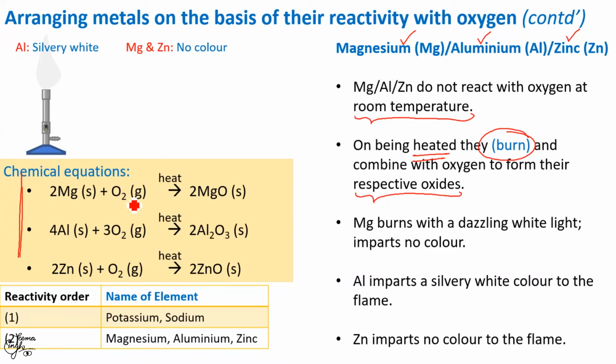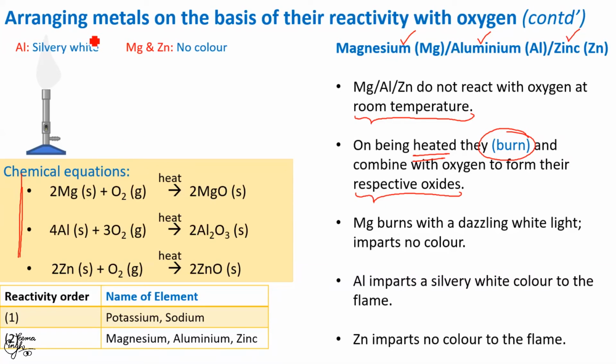Magnesium on being heated burns in air with a dazzling white light. Remember, magnesium metal burns with a dazzling white light. It does not impart color to the flame. It simply burns with bright light, just like the light emitted if you burn a sparkler on Diwali, Fulchari.